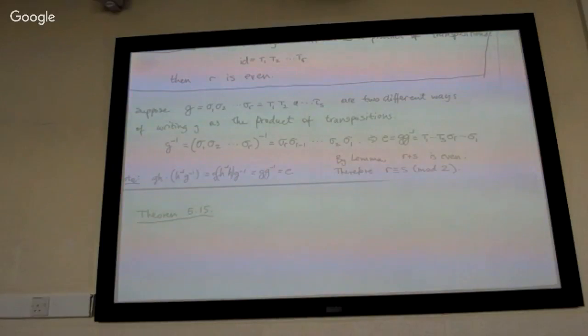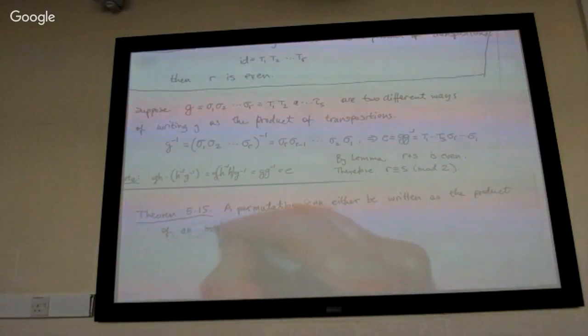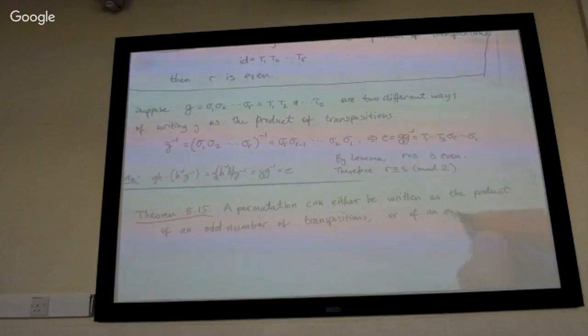well, it's very wordy, but I should summarize it in a shorter way. A permutation can either be written as the product of an odd number of transpositions or of an even number of transpositions, but not both. Okay, that follows from the lemma.